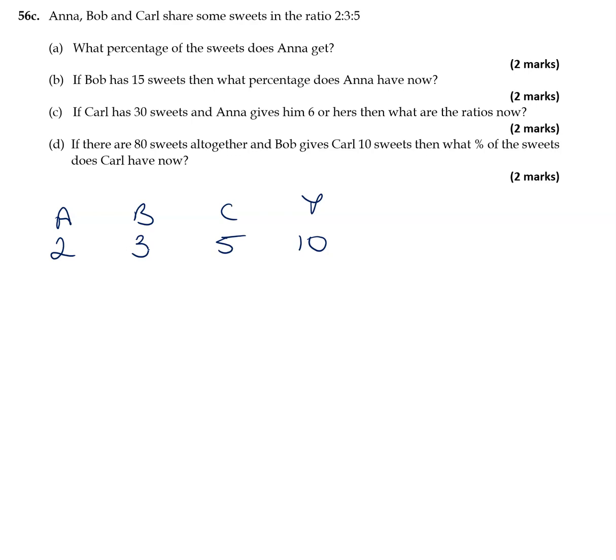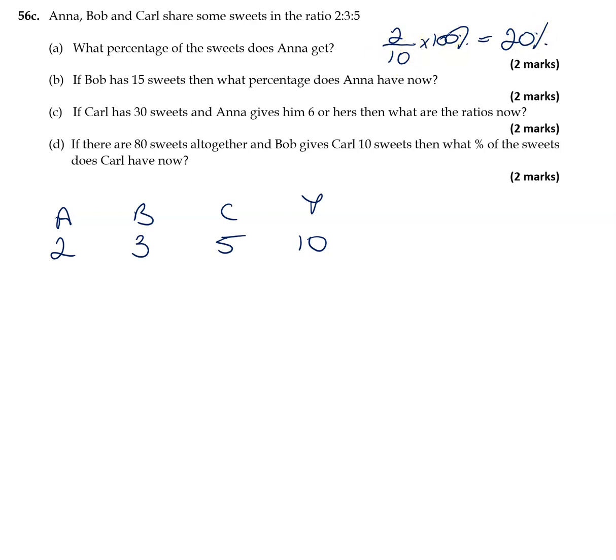The first question says, what percentage of sweets does Anna get? Well, Anna gets 2 sweets out of 10, and we times it by 100 to get the percentage. That comes out to be 20%. 2 divided by 10 times 100.